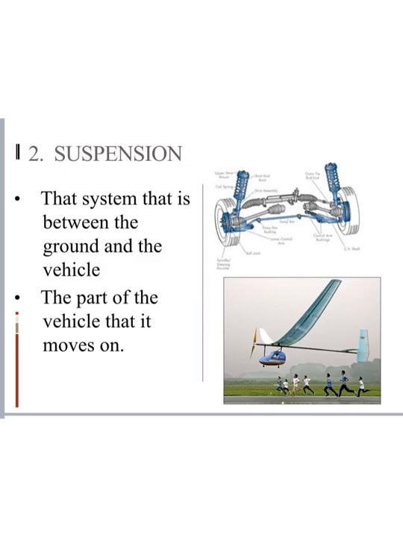Subsystem number 2, suspension. Suspension is that subsystem that separates the vehicle from the medium. So in the next project, we're going to be talking about cars. So we're looking at the ground or road. What separates the vehicle from the ground or the road? Then we're looking at tires, shock absorbers, brakes, those types of things.